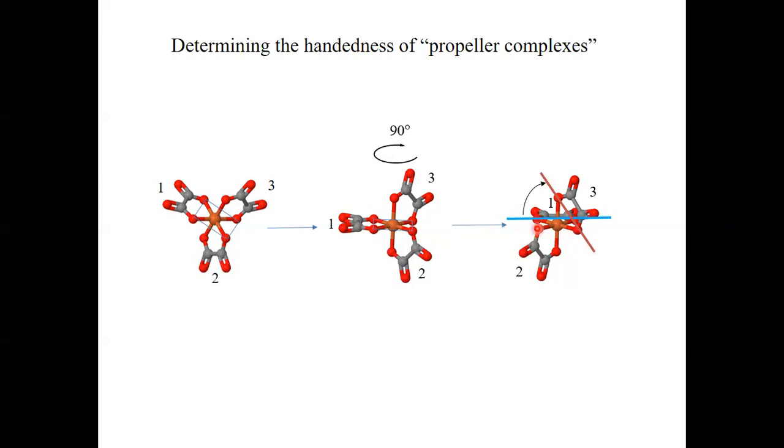So therefore, we have in this case a lambda isomer. We have a lambda-tris(oxalato)ferrate(3-). Okay. So note that this molecule here is a chiral molecule, and therefore there must be an enantiomer to it. And that enantiomer would then be the right-handed propeller complex, the delta-tris(oxalato)ferrate(3-).